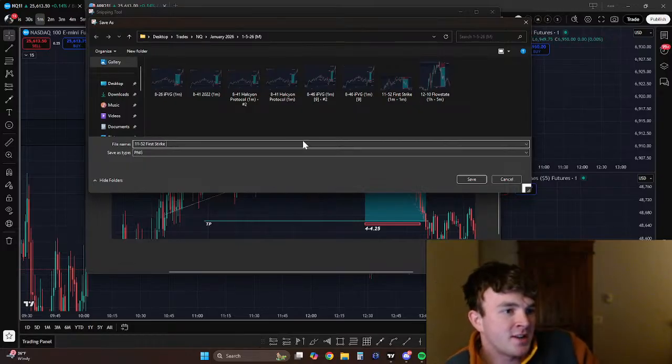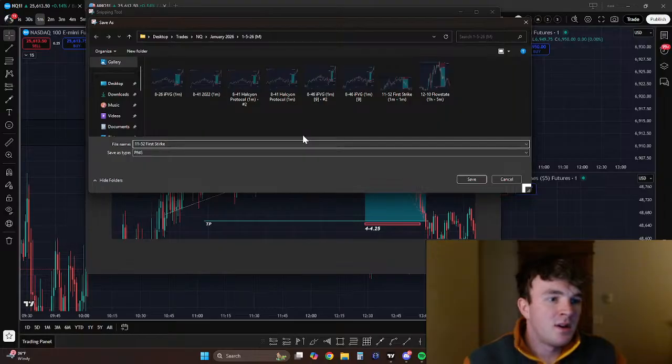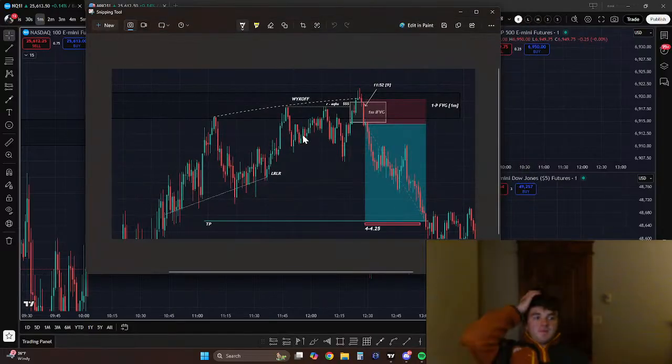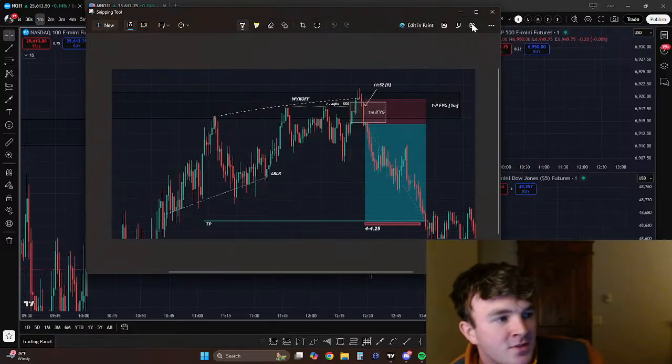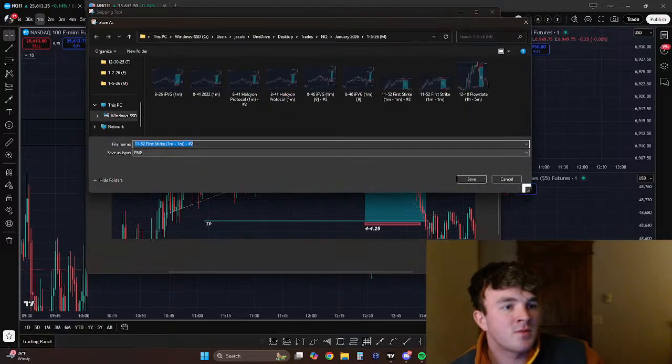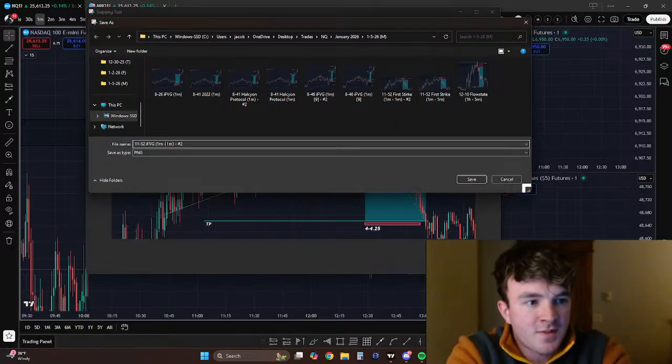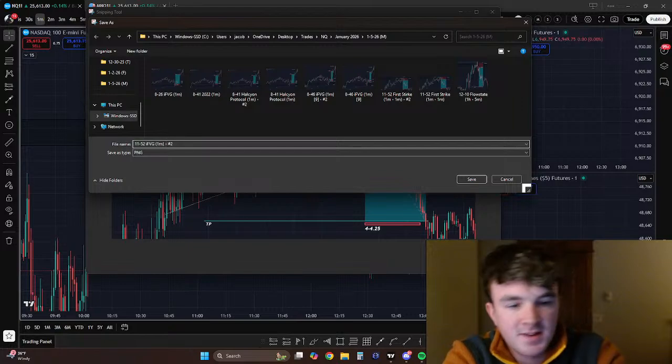11:52. First strike. 1 minute aligned with the 1 minute. Number 2. Honestly, I might just call it an inversion for value gap, just like a normal one. So an inversion for value gap on the 1 minute at a digital root of 9.